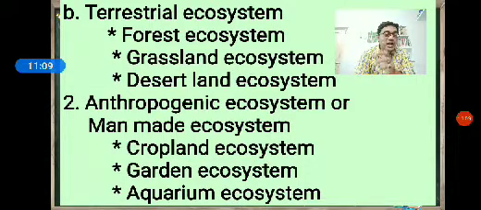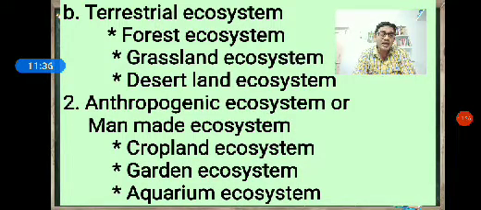Terrestrial means land. The ecosystem where the land is occupied more in amount. The best examples are forest, grassland, desert. These are the best examples of a terrestrial ecosystem.